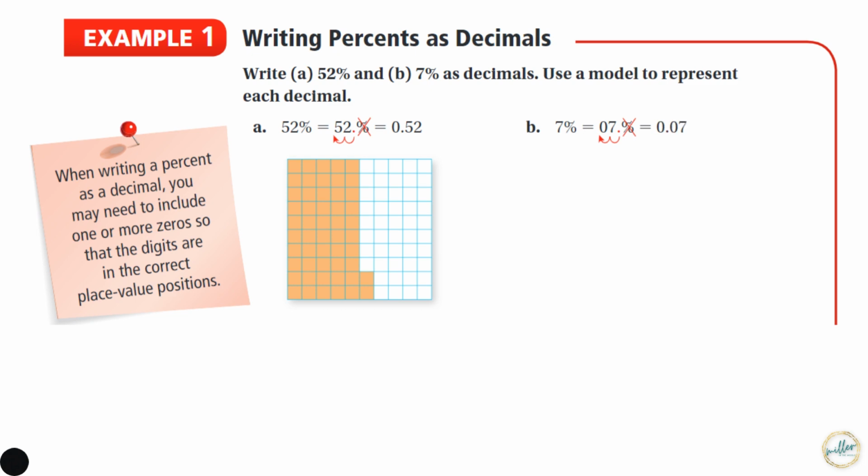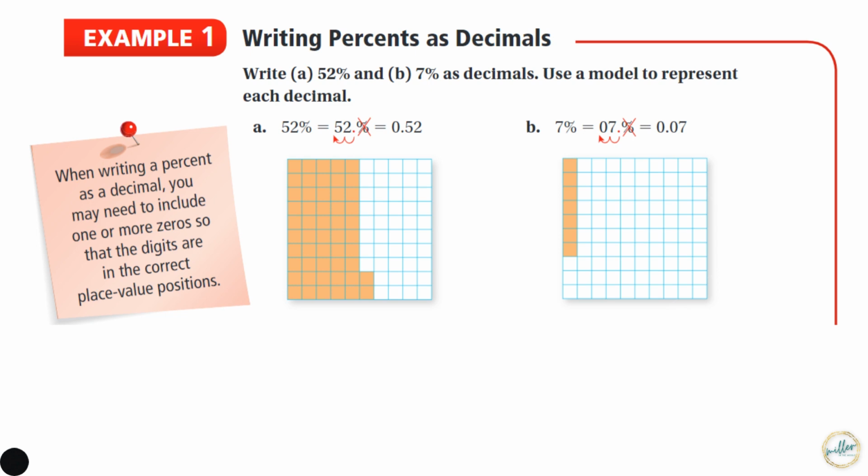0.07. You can also think of it similar to money. So 7% would be like 7 cents. So you'd have to write that in the hundredths place, not in the tenths place. The model of that looks like this, where we have 100 boxes and only 7 of them are shaded.